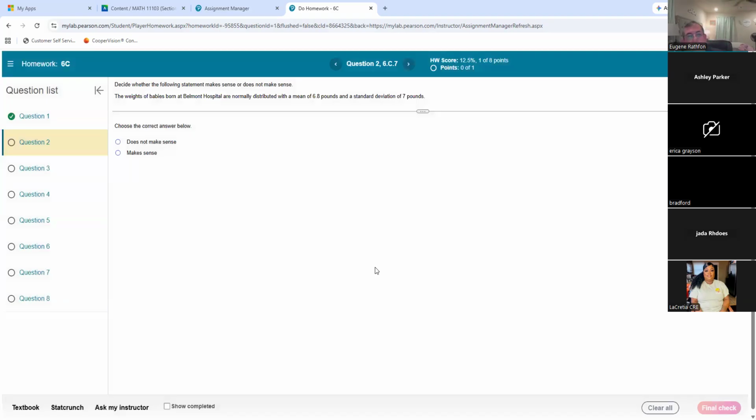So y'all tell me, does this one make sense or does not make sense? So this one's on y'all. The weights of babies born at Belmont Hospital are normally distributed with a mean of 6.8 pounds. So the average of all the babies came up to 6.8 pounds with a standard deviation of 7 pounds. So y'all, make sense or does not make sense?